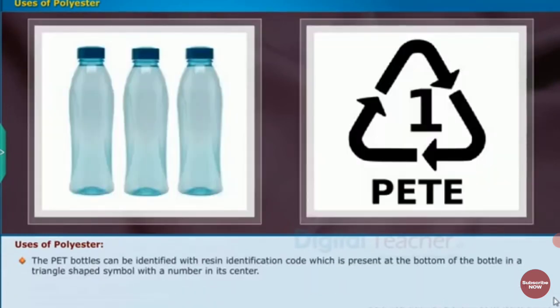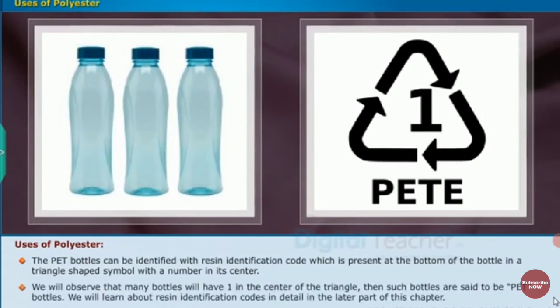PET bottles can be identified with the resin identification code, which is present at the bottom of the bottle in a triangle-shaped symbol with a number in its center. We will observe that many bottles have one in the center of the triangle. Then such bottles are said to be PET bottles. We will learn about resin identification codes in detail in the later part of this chapter.